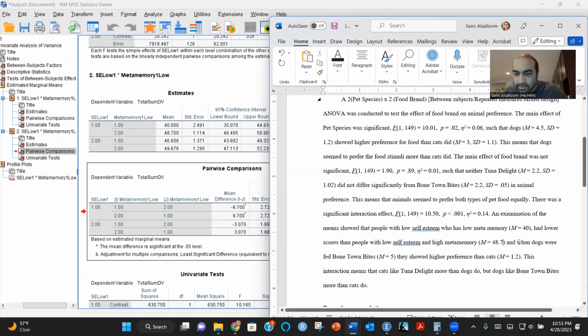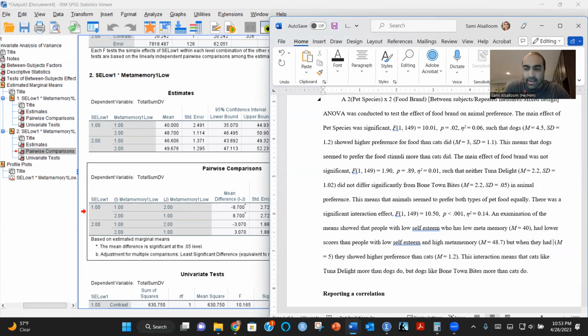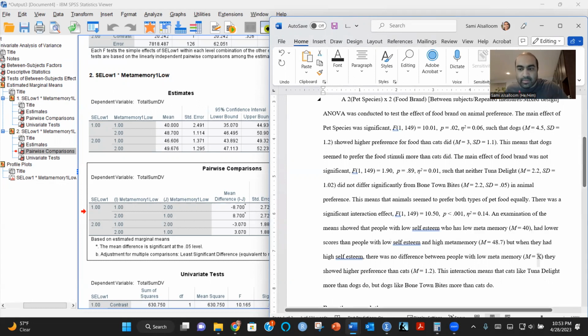But when they had high self-esteem, there was no difference between people with low meta memory, and then I put that mean, and high meta memory. Okay.